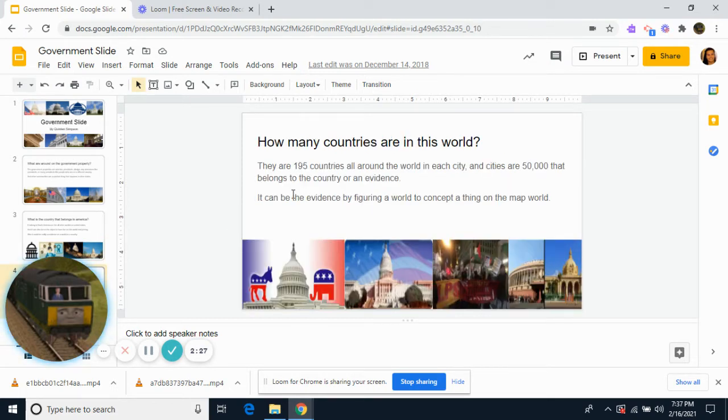All right, how many countries are in this world? There are 195 countries all around the world, and each city belongs to a country. It can be the evidence by figuring out the world on the map.